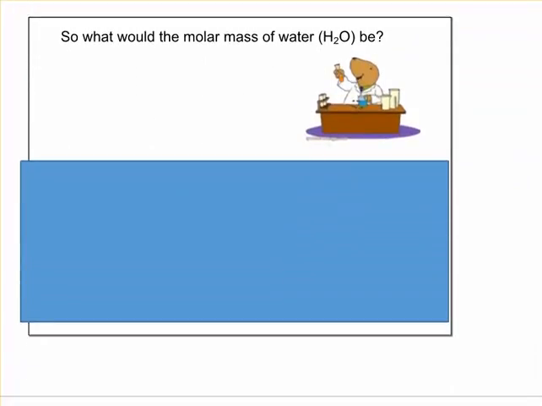So let's do a calculation here to find the molar mass of water. Hydrogen, for our purposes, we can say is 1 gram per mole.